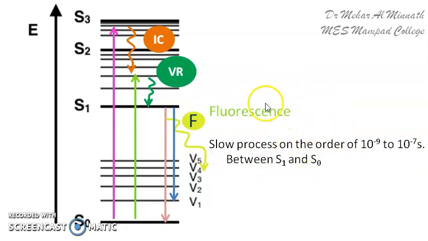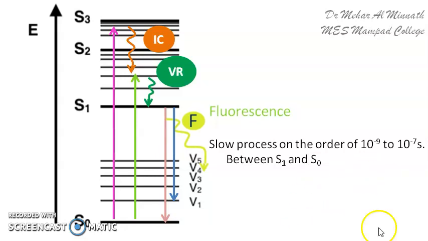Okay, and fluorescence is a comparatively slower process when compared to internal conversion and vibrational relaxation. It takes around 10 to the power of minus 9 to 10 to the power of minus 7 seconds only. So when you irradiate the system, it immediately fluoresces if it is a fluorescent material. So the fluorescence is seen immediately upon irradiation. And also fluorescence is a spin allowed transition, or an allowed transition, because the spin multiplicity is not changed.